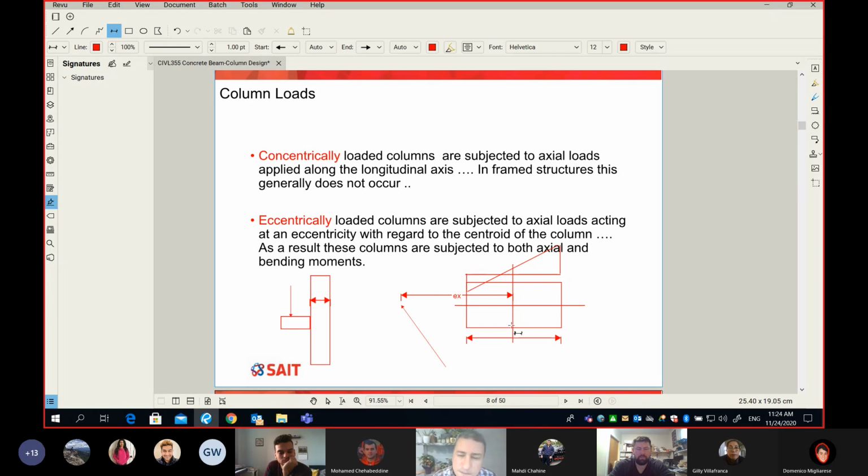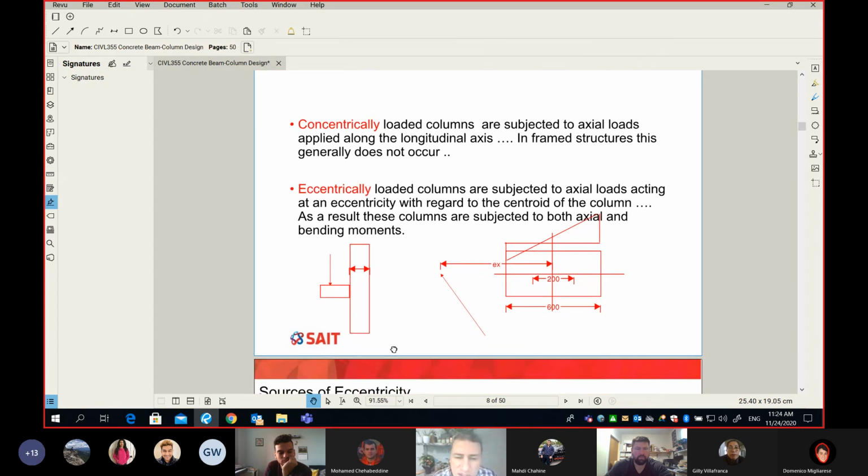So this is the middle third of your section. For example, if this is 200 mil, then this will be 600. If your force is anywhere within the middle third, it means your entire section will have the same kind of stress. All of it will be in compression, or all of it will be in tension, but not tension and compression at the same time.